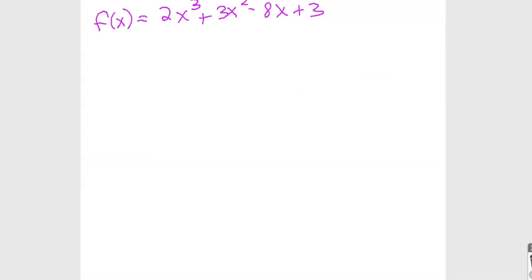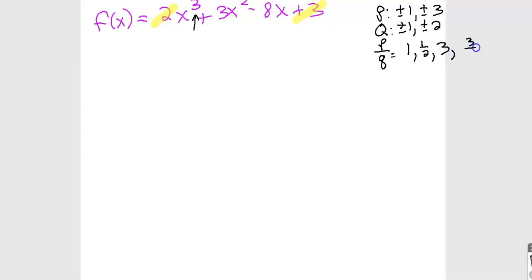So here, notice f of x equals 2x cubed plus 3x squared minus 8x plus 3. So notice automatically x equals 3. That means there's 3 complex zeros. So if we did p divided by q, p is positive 1, positive 3, all the factors. Q is positive 1, positive 2. And then p divided by q is 1 divided by 1, which is 1. 1 divided by 2, which is 1/2. 3 divided by 1, which is 3. And then 3 divided by 2. And these are all plus minus.